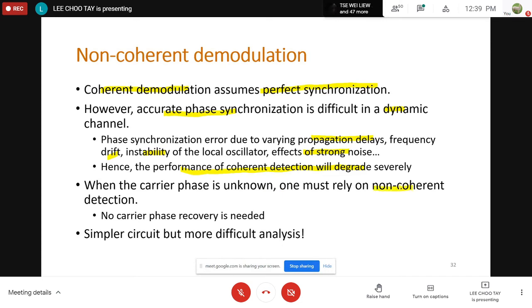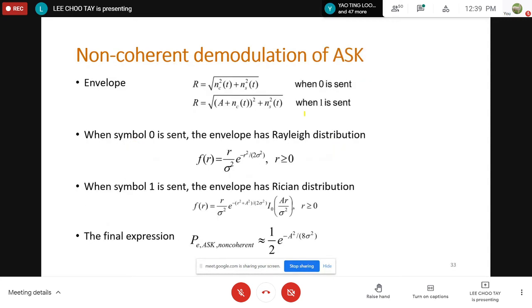For non-coherent detection, as the name suggests, there is no need to know the carrier phase. The circuit is simple, and we looked through some of them already in the previous slides, chapter 7a. The circuit is simpler, but it is very difficult to analyze, so I'll just give you a short analysis.